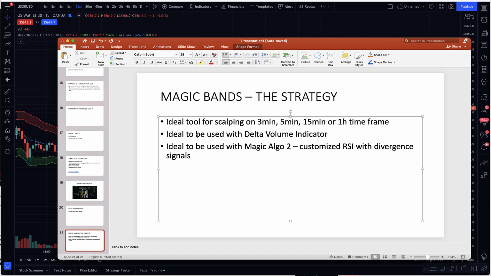It is extremely valuable when you also have the delta volume indicator, and also very good results with Magic Algo 2, which is a customized RSI with divergence signals. So let me just show you briefly how the indicator looks and how we actually use it.